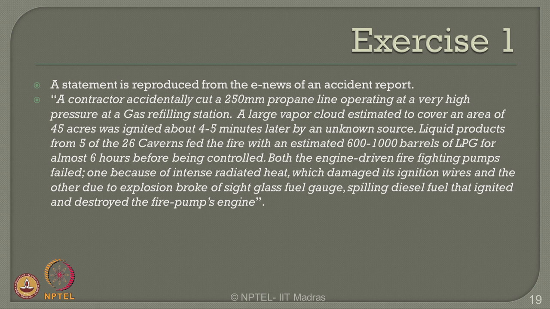A contractor accidentally cut a 250 millimeter propane line operating at a very high pressure at a gas refilling station. A large vapor cloud estimated to cover an area of 45 acres was ignited about 4 to 5 minutes later by an unknown source. So, these two events occurred parallelly. Liquid products from 5 of the 26 cabins fed the fire with an estimated 600,000 barrels of LPG for almost 6 hours before being controlled.